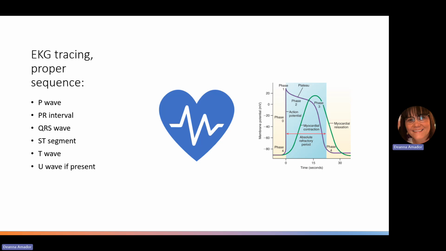Pretty much what this is trying to say is that for a normal reading on an ECG, you have to have this sequence of events taking place. So you need to have a P wave followed by a PR interval, followed by the QRS, and then the ST segment, and then a T wave, and then the U wave if it's present. So that's really what this is going over.